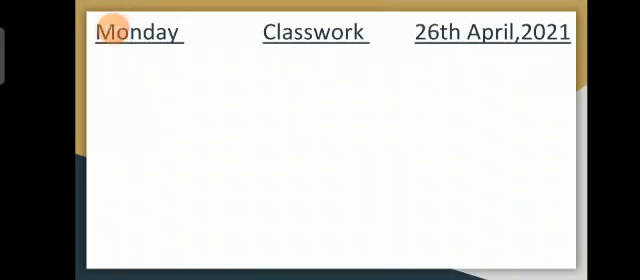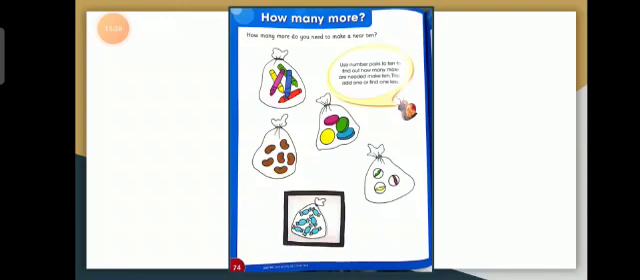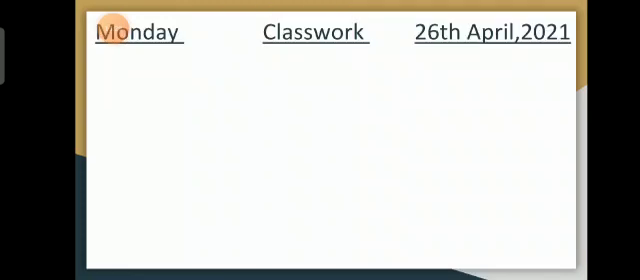Now let's see what we have on the next slide. Yes. Now you are going to open your page number 74 of your learner book. And at the top of your page, draw small lines for day, classwork and date. What is the day? That is Monday. So here you are going to write down the full spelling of Monday. Then in the middle you will write down the full spelling of classwork. And at the top you will write down the date, that is 26th April 2021.